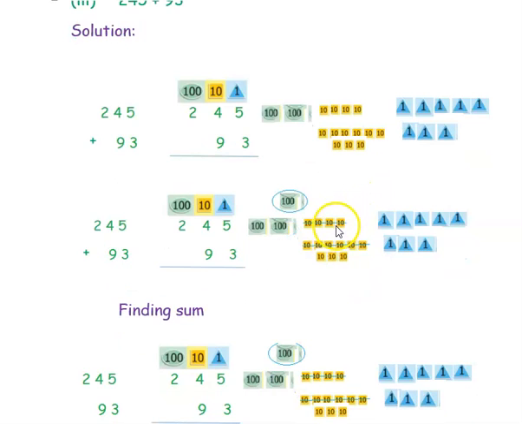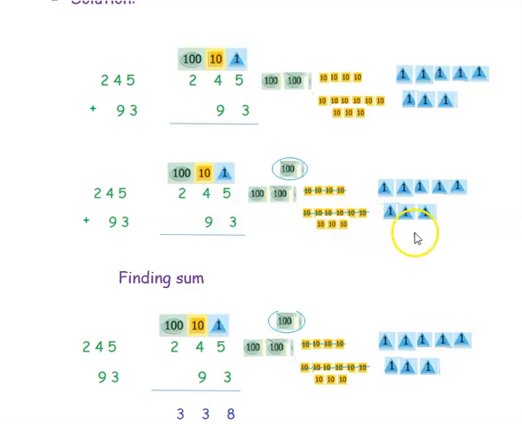Okay, so in the next step, we will count the ones, tens and hundreds. So we have 1, 2, 3, 4, 5, 6, 7, 8 ones, which is less than 10, so we are keeping it as such. Next, we'll count the tens. 1, 2, 3, 4, 5, 6, 7, 8, 9, 10, 11, 12, 13 tens. So I have struck out 10 tens and made it 100. If we count 1, 2, 3, that is 300. So we are keeping it as such.